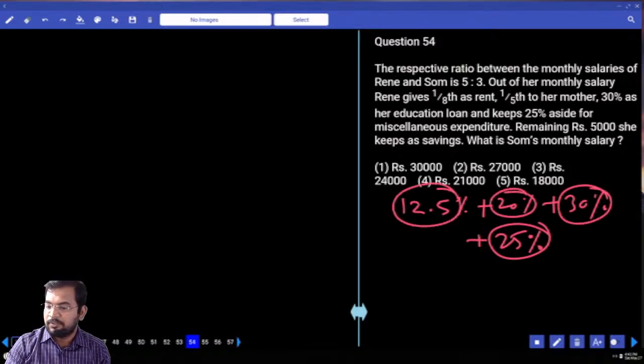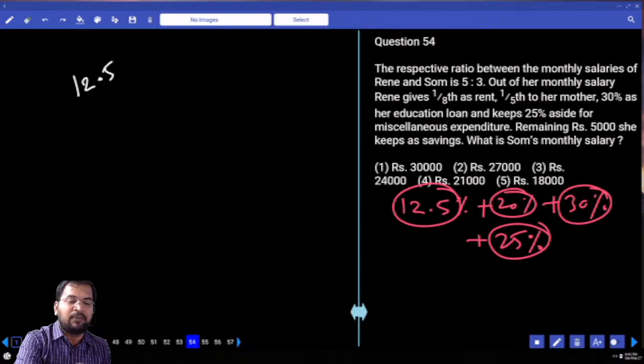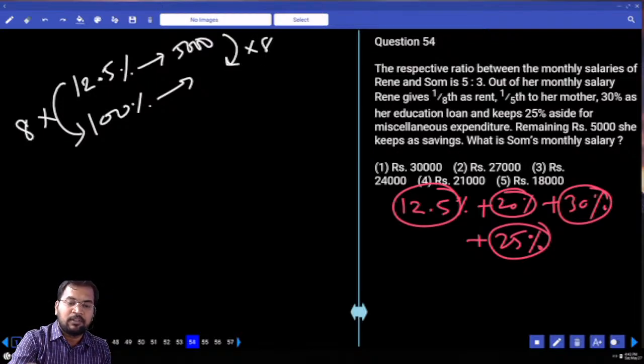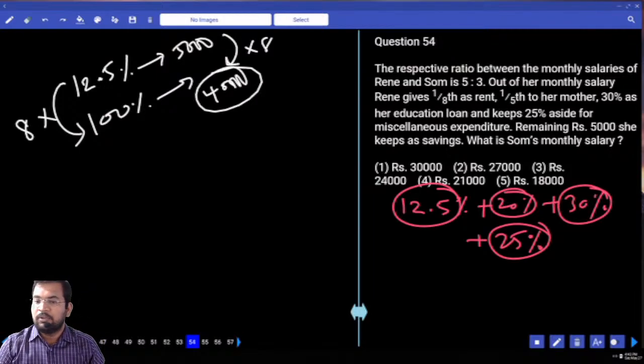87.5, so remaining will be 12.5. 12.5% is nothing but 5,000. Then 100% is what? 12.5 how many times? 8 times. 8 times of 5,000 is 40,000. Therefore Rainy's monthly salary is 40,000.